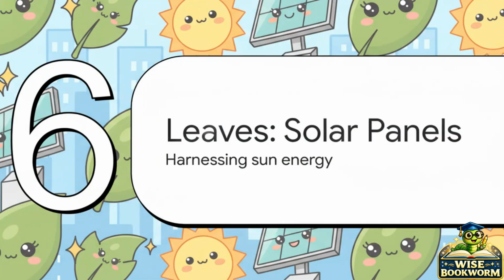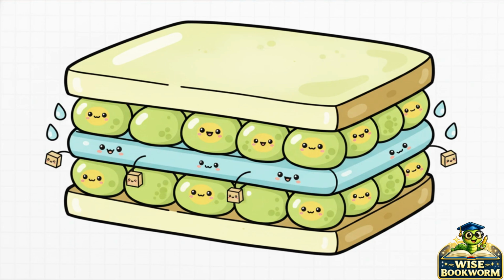Finally, we've made it to the roof for Section 6, leaves. These are the plant's highly advanced solar panels, harnessing energy directly from the sun. The core architectural design of these solar panels is basically a protective sandwich. You've got an upper and a lower skin of epidermis, covered in that waxy cuticle to prevent drying out.